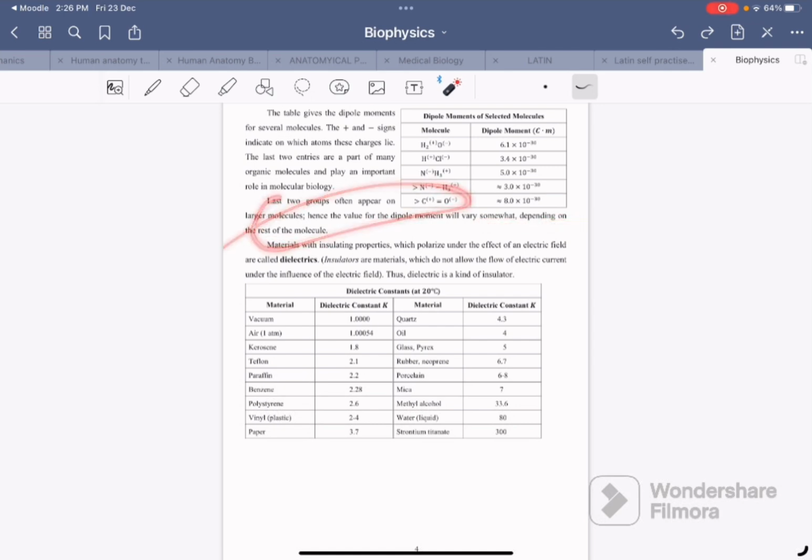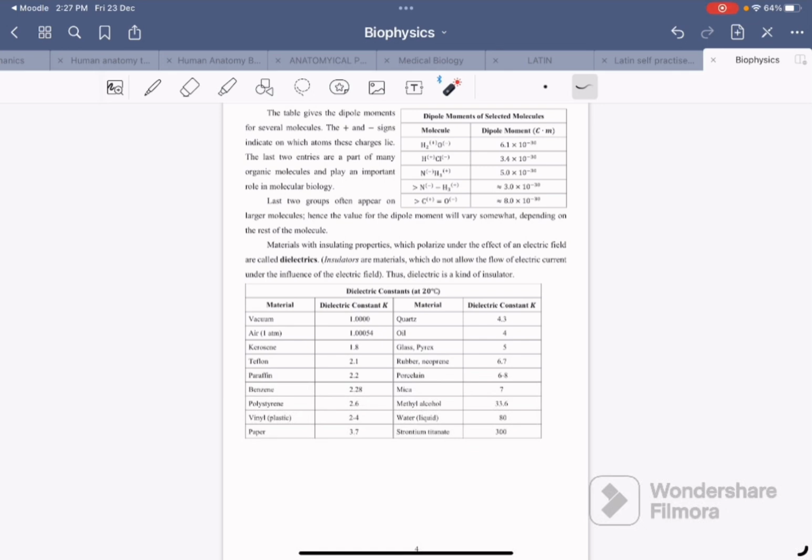So what it states is that the positive or negative sign indicates on which atom this charge lies. The last two entries are a part of many organic molecules and play an important role in molecular biology. The last two groups often appear on a larger molecule, hence the value of the dipole moment will vary somewhat depending on the rest of the molecule. So the concept is simple.